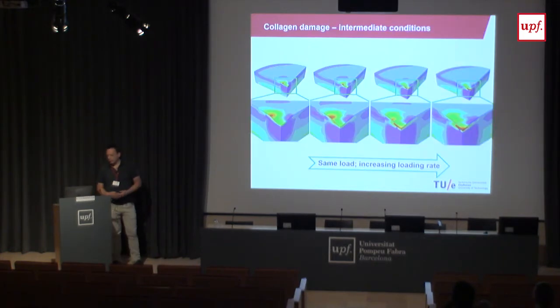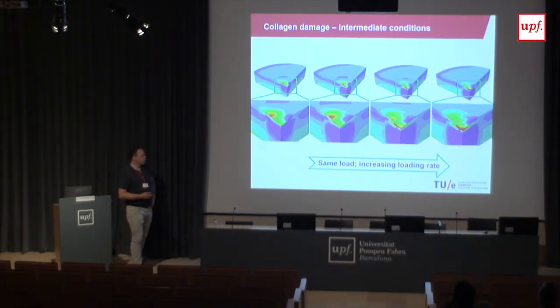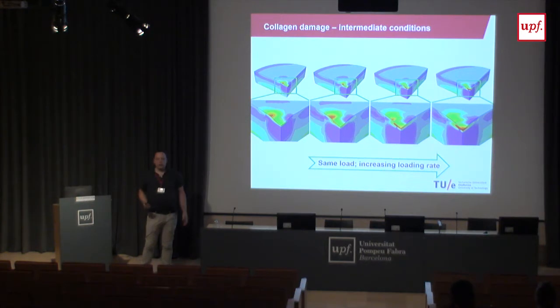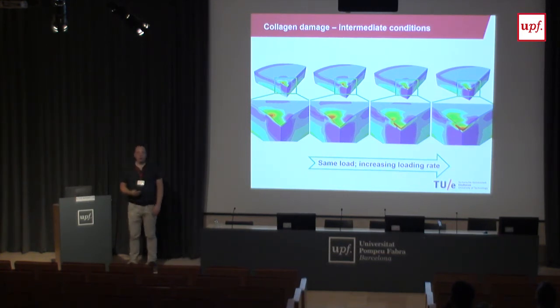But it's again the fluid that governs these kind of effects. So if you go from like 5 to 120 millimeter per minute loading and some intermediate speeds, you can see these kind of things as intermediate pictures. So you see that if you do it fast, you have already a lot of damage under the indenter. If you do it slower, you see that there's not really much damage already and that the damage starts to develop at the sides of the indenter earlier.